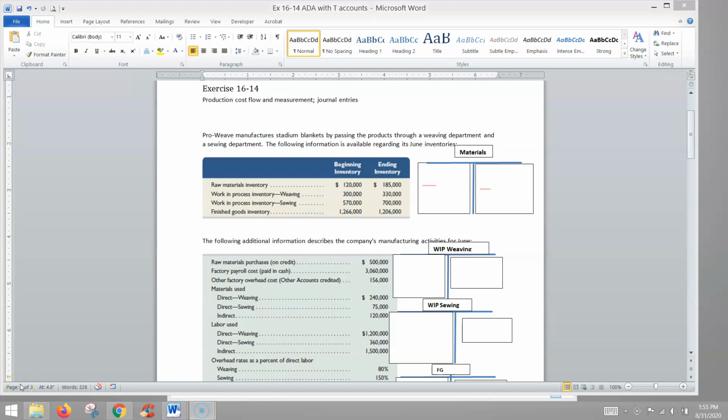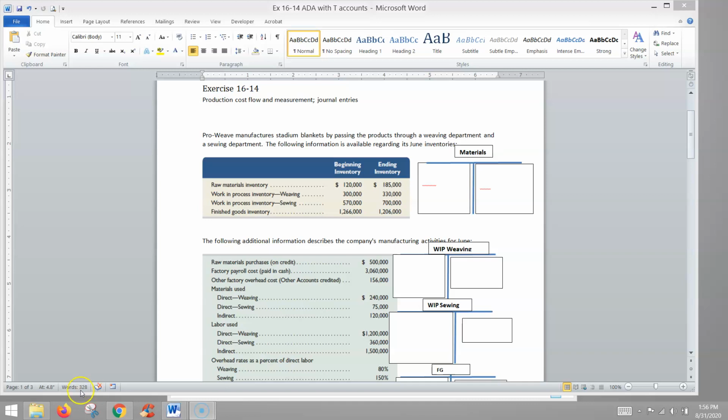Hi, I'm going to walk through exercise 16-14. ProWeave manufactures stadium blankets by passing the products through a weaving department and a sewing department. The following information is available regarding its June inventories. So you can see it has the different inventory accounts with their beginning and ending balances.